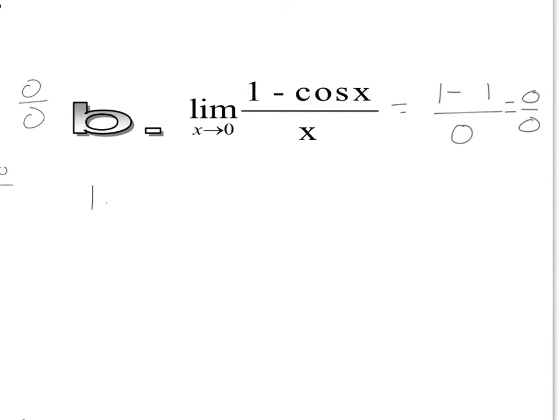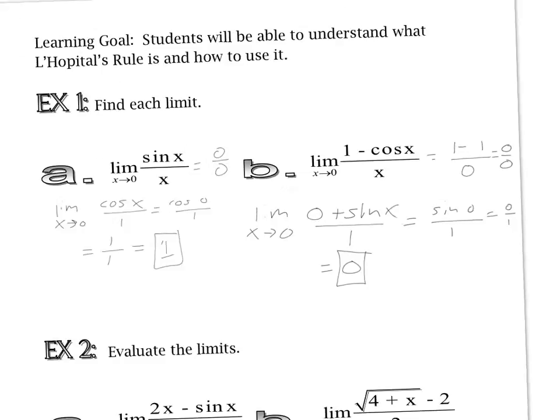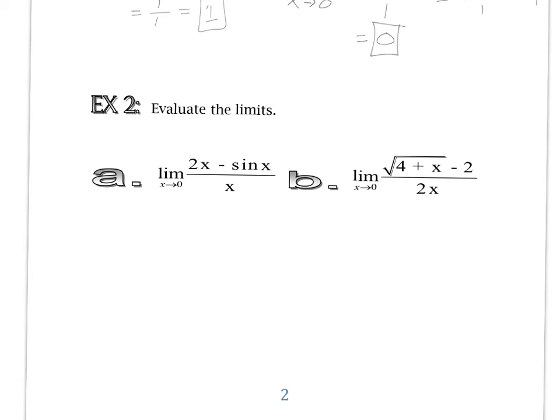Now let's go ahead and do the derivative. The derivative of 1 is 0. The derivative of negative cosine is positive sine. And the derivative of x is 1. Now when you go to actually evaluate this, you end up with basically just the sine of 0 over 1, and the sine of 0 is 0, so you get 0 over 1, which is, of course, 0. So all I did is take the derivative of the top, take the derivative of the bottom, and then reevaluate that limit. It's pretty straightforward, pretty easy to do. Let's do some a little bit hairier ones here.